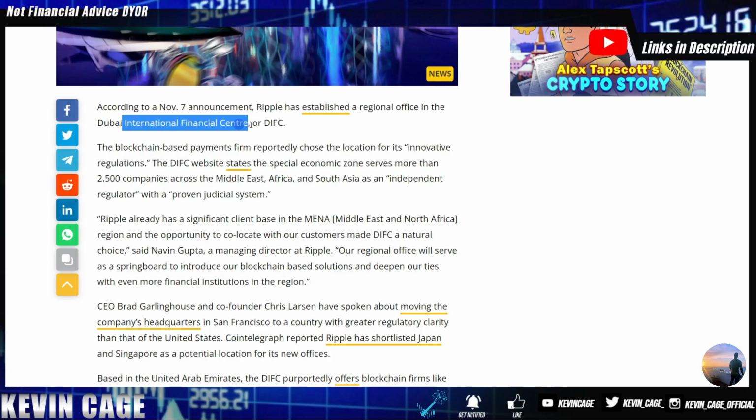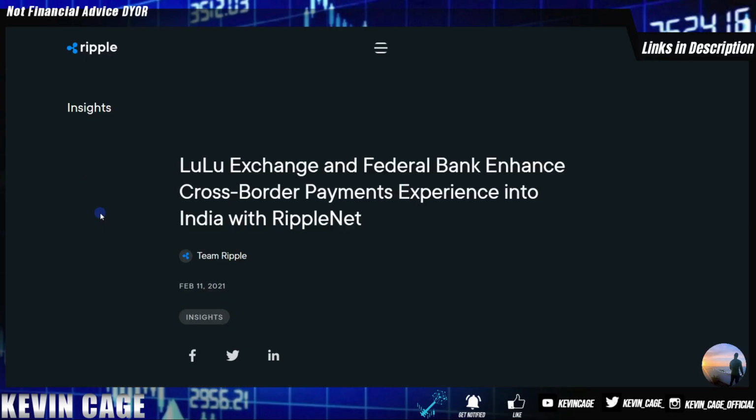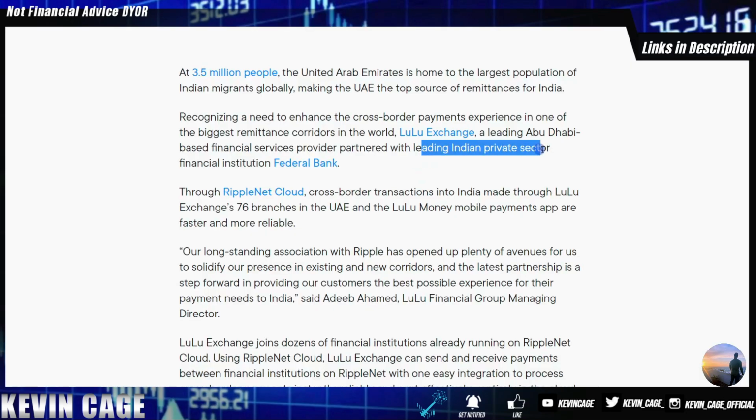And in this Dubai International Financial Center, there's over 2,500 companies. And here's another article: Lulu Exchange and the Federal Bank enhance cross-border payments experience into India with RippleNet. So we have Lulu in India and the UAE, with this leading Indian private sector financial institution, Federal Bank. And at this time, instead of 89, I believe, Lulu had 76 branches in the UAE.